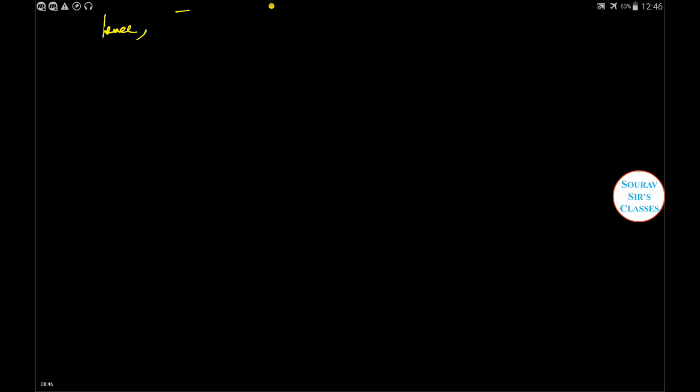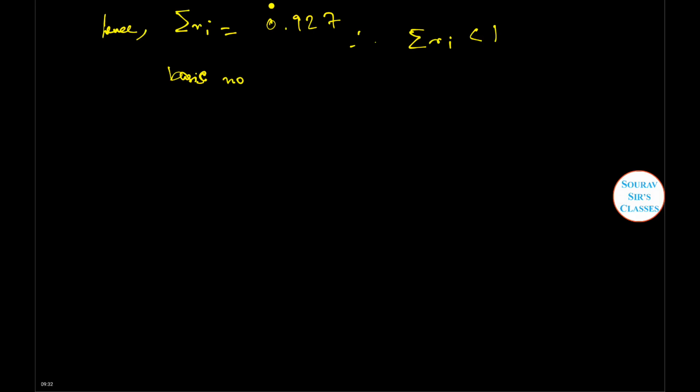Hence summation of Ri is equal to R1 plus R2 plus R3 plus R4, that is equal to 0.267 plus 0 plus 0.660 plus 0, that is on adding we get 0.927, which is less than 1. Therefore the summation of Ri is less than 1. Hence the current optimal basis will not change. However, although the basis does not change, the objective function value of Z will change as the RHS values of the constraints change. Basis not changing, but objective function is changing.